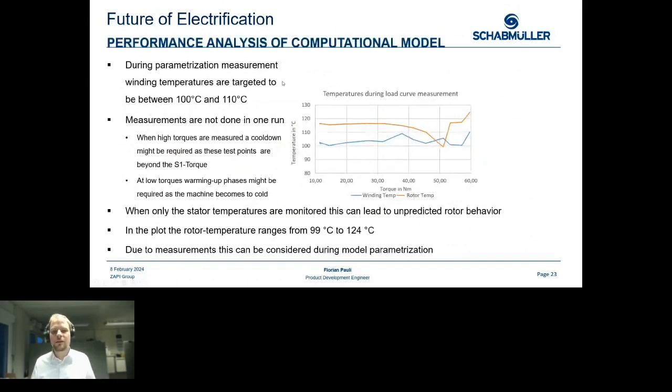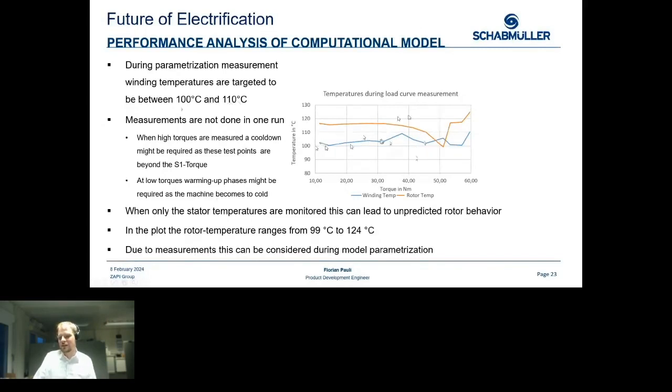Why is it so? During the measurement, we try to keep our winding temperature more or less constant, in this case between 100 and 110 degrees. However, the measurement run takes some time. And during that time, it almost certainly happens that the machine will become hotter than these 100 and 110 degrees, and then we need a cool down phase. And this procedure leads to a more or less stable winding temperature.